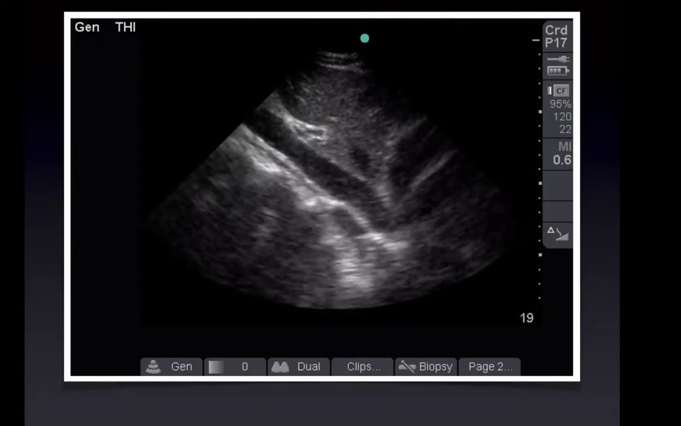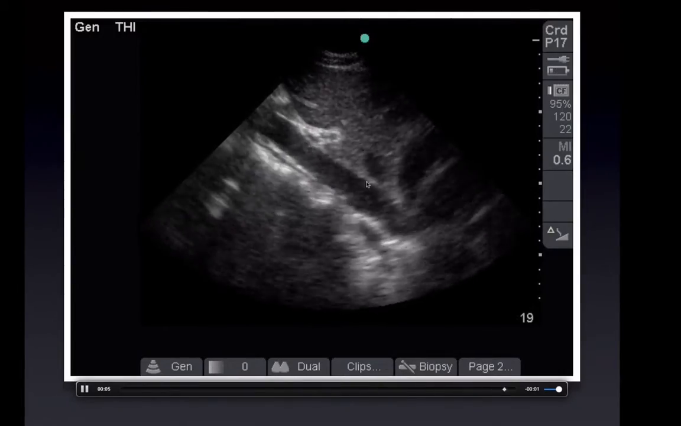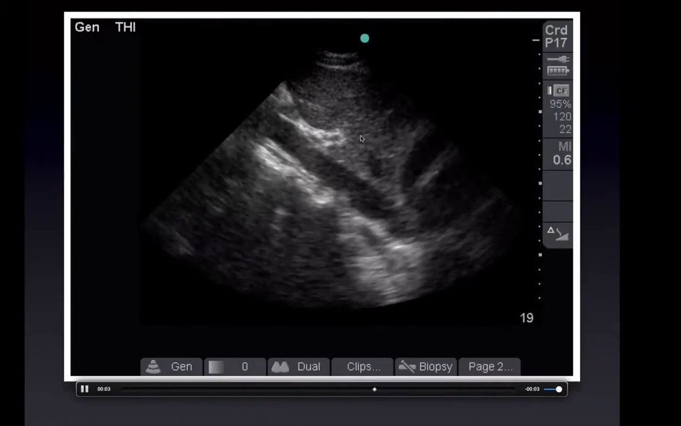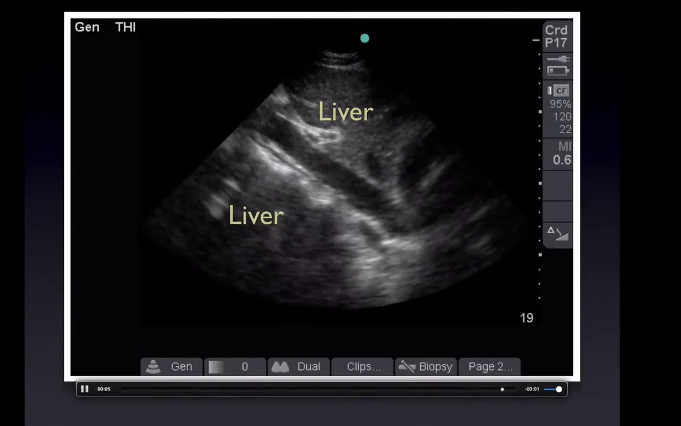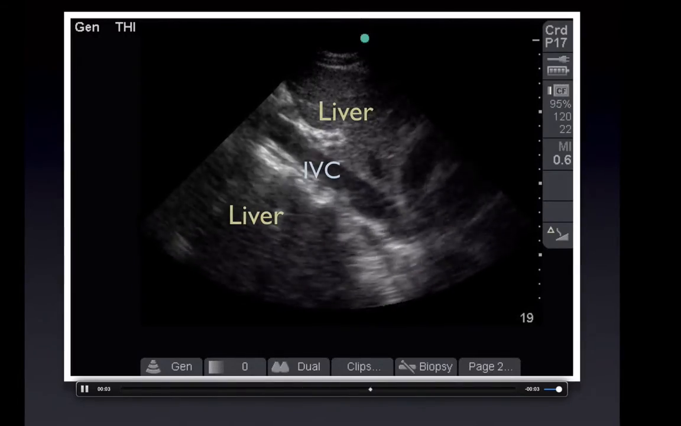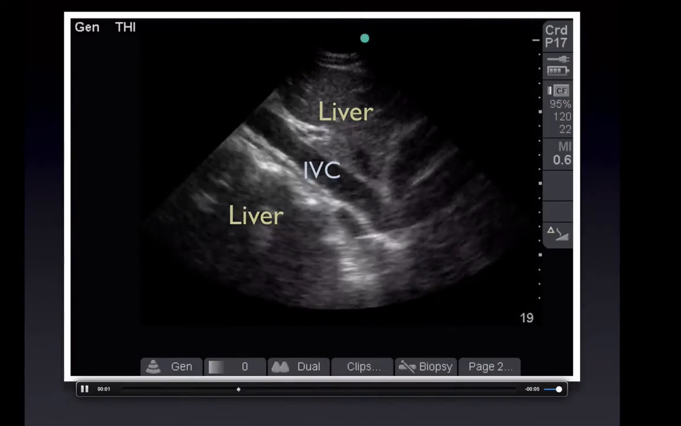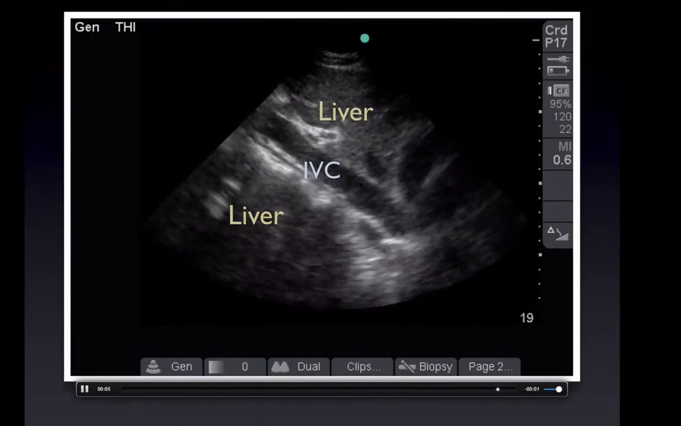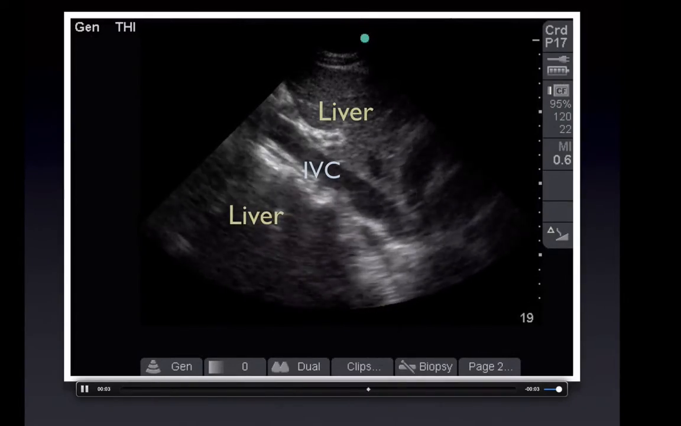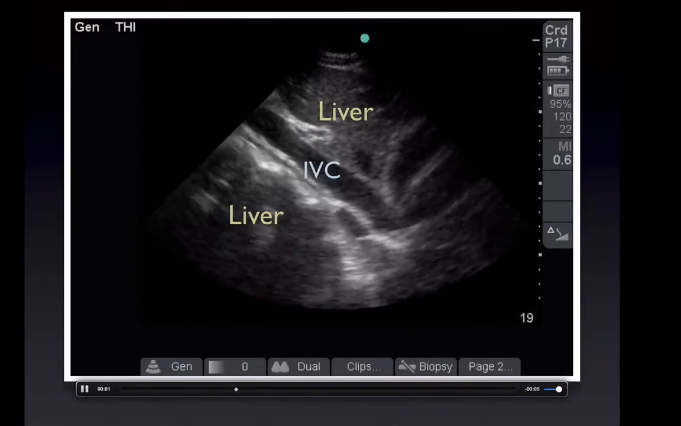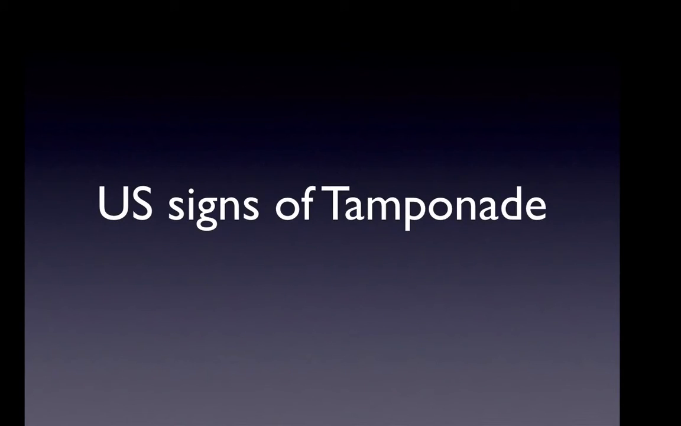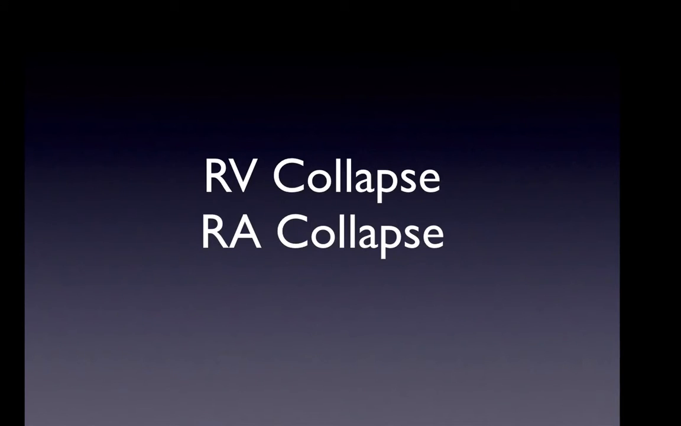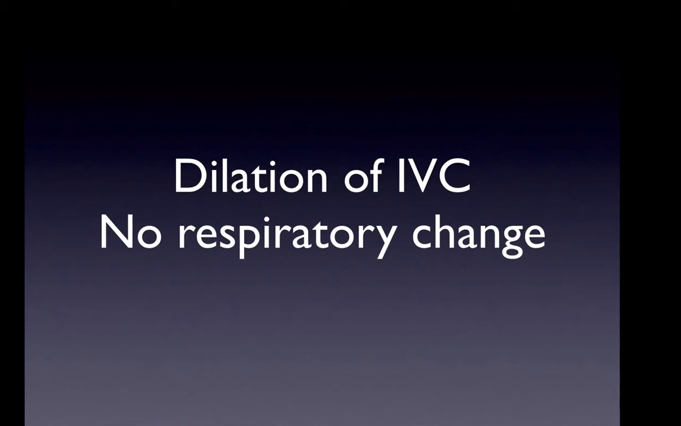When you look at the IVC, you see that there's an effusion. This is the inferior vena cava. We know it's the inferior vena cava because you have the liver on both sides. So you have an IVC that's basically non-collapsing, and we'll talk about it later. Every time you take a breath during inspiration, there's increased return to the right side of the heart, so the IVC collapses, and that's a normal response. But in this case, the heart's in trouble with tamponade, and you have an IVC that's plethoric. So again, as a review, ultrasound signs of tamponade: right ventricular and right atrial collapse, and dilatation of the IVC with no respiratory change.